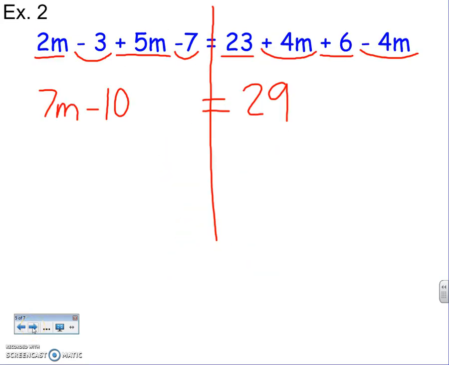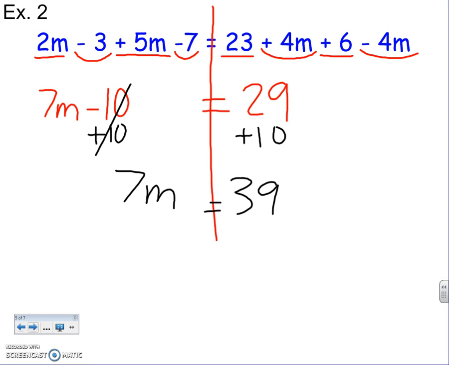So letter on one side, m's on the left, we're good. Add or subtract first. Well, I'm trying to get m by itself, so I need to move that 10 first. So the opposite of minus 10 is plus 10. I'm going to add 10 to both sides. That cancels. My left side is just 7m equals, right side is 39.